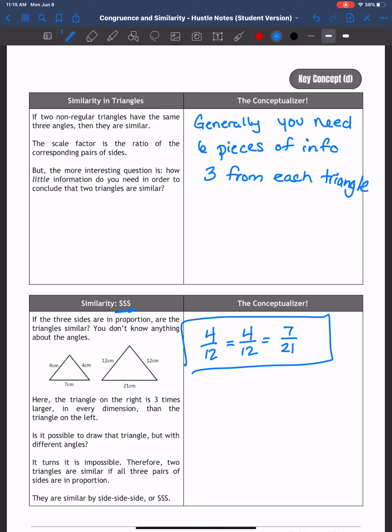So, just by looking at this, you can tell that your first 2, these 2 are the same, right? But what about 7 to 21? Well, think about it. Can I turn my 4 into a 12? Yep, I'm going to multiply by 3. Can I turn my 7 into a 21? Yep, I can multiply by 3. That shows you that they are still the same because it's 3 times larger than the other triangle. So that is the way to remember.